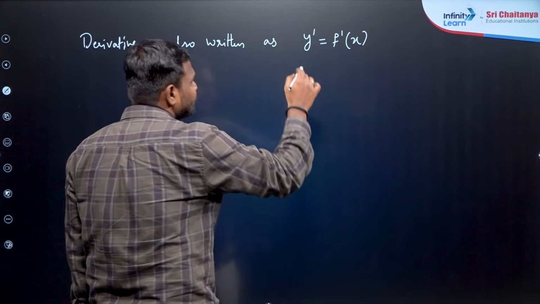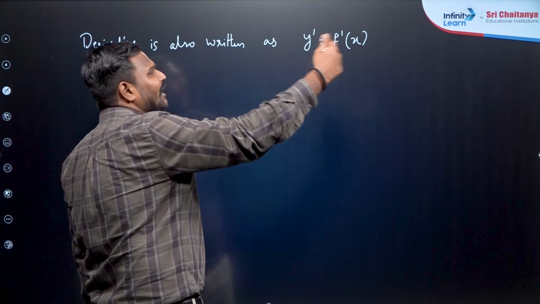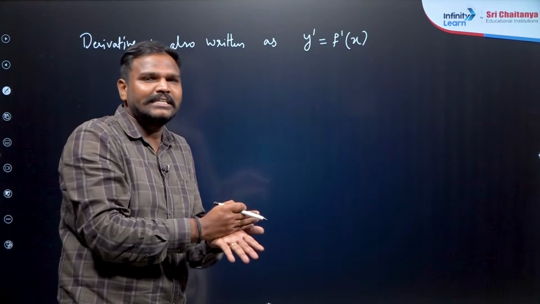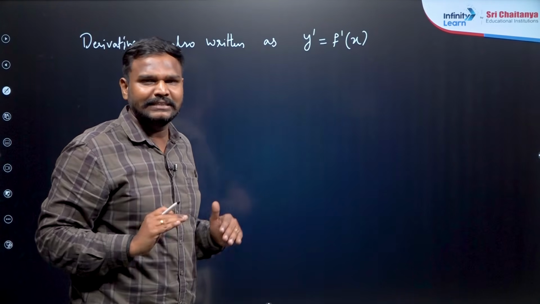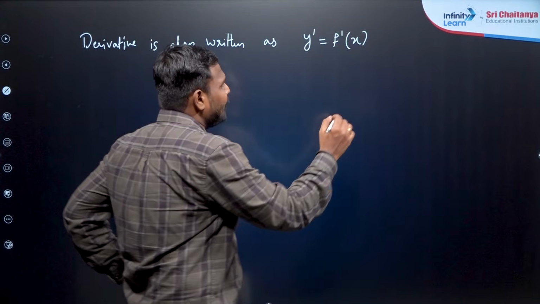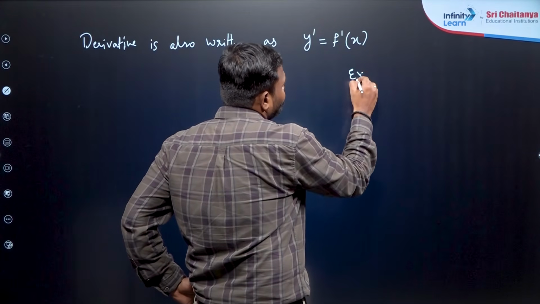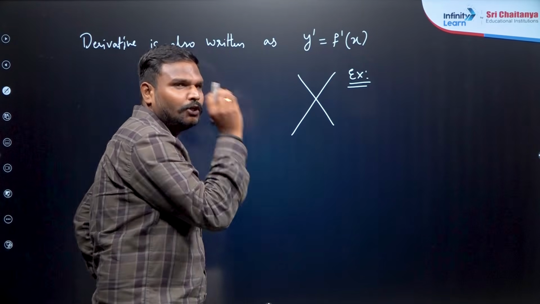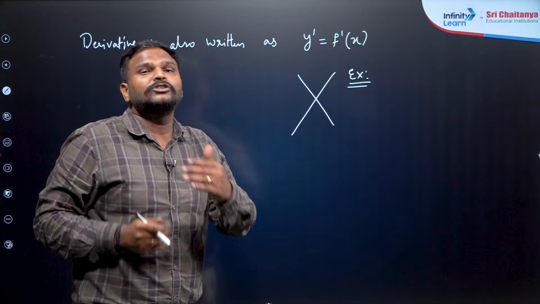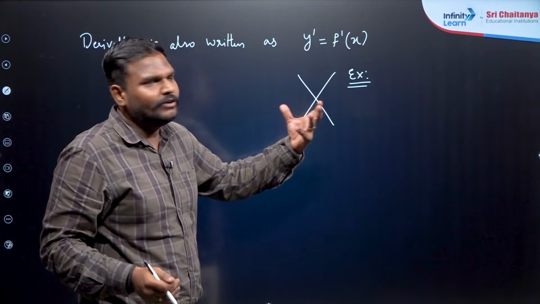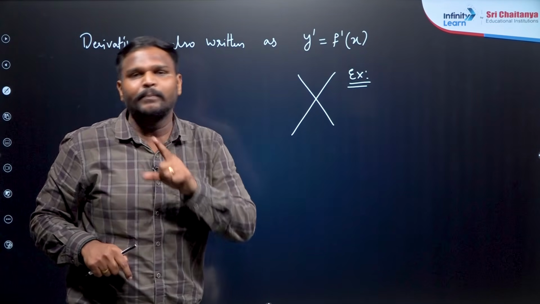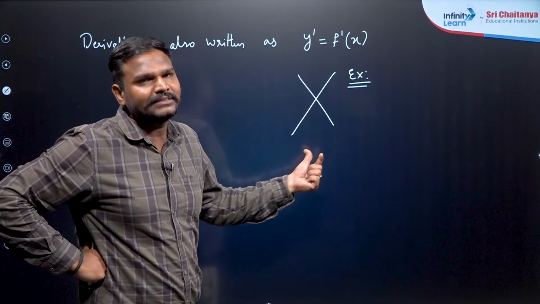Derivative is also written as y dash or f dash of x. Whenever they are saying a dash, they are also saying small change in dependent by small change in independent. One example I will tell you, sir. This is not a useful example, but just for our understanding purpose we are going to discuss. In the next slide we will do the actual method. This is just for understanding purpose.